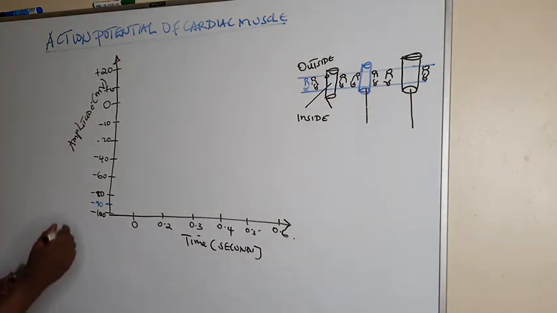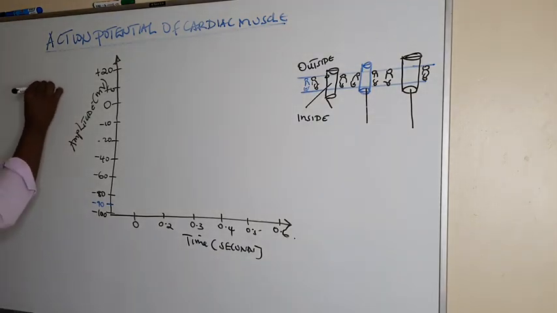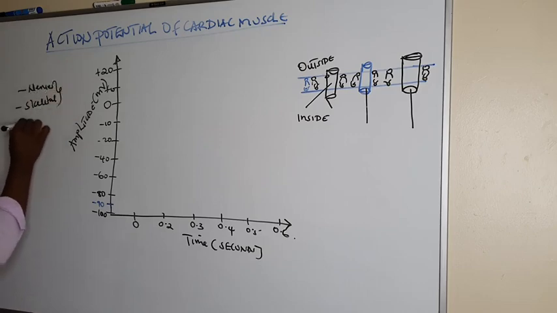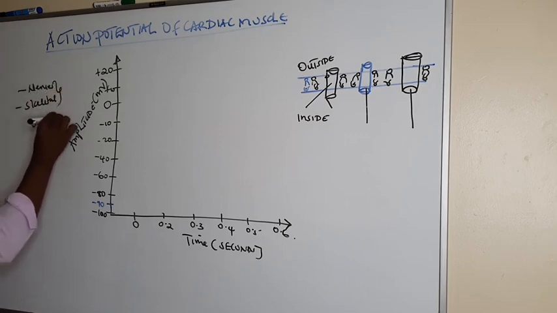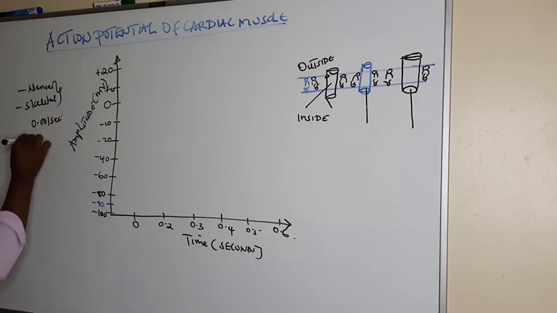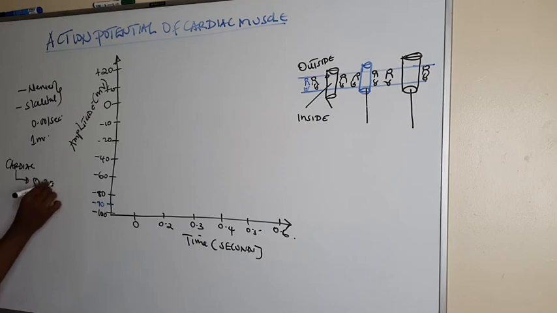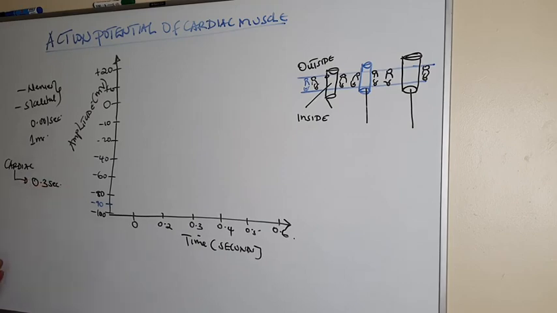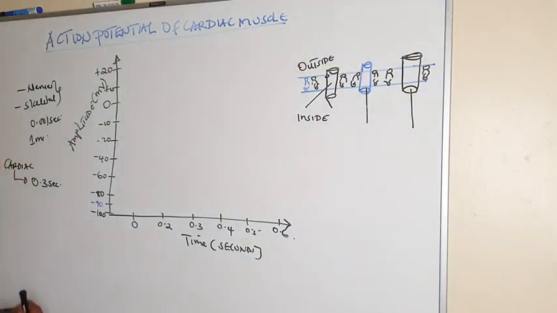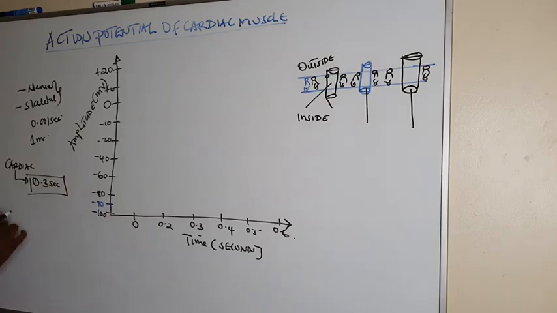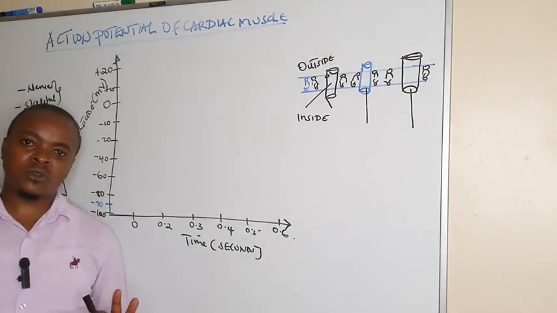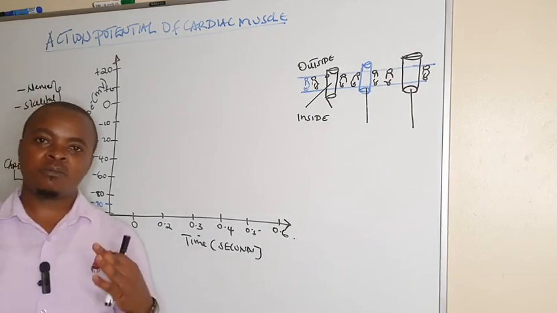we find in the neurons, that is nerves, and skeletal muscle fibers, the action potential takes 0.001 second, or what you can call 1 millisecond. But for the cardiac, you find it takes longer, that is 0.3 seconds, or which you can call 300 milliseconds. So you can see that the action potentials in cardiac muscles take longer, and even the refractory period.